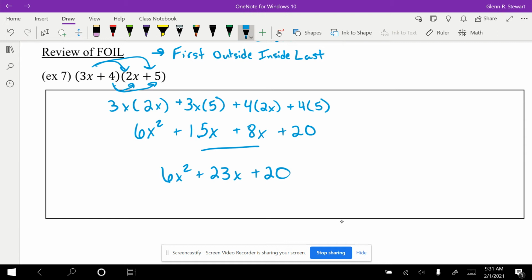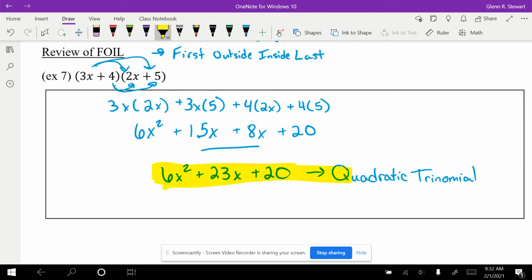Does anyone want to classify this for me at all? Try classifying. Okay. This is a quadratic trinomial. I'll give you a second if you need to copy anything or have any questions.